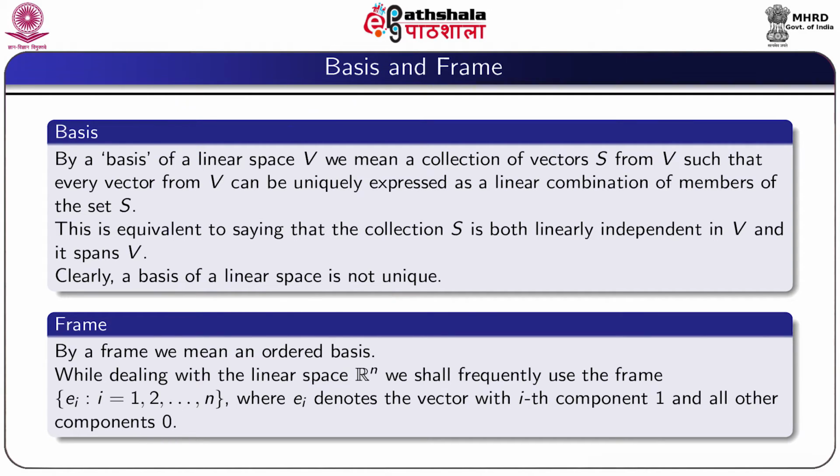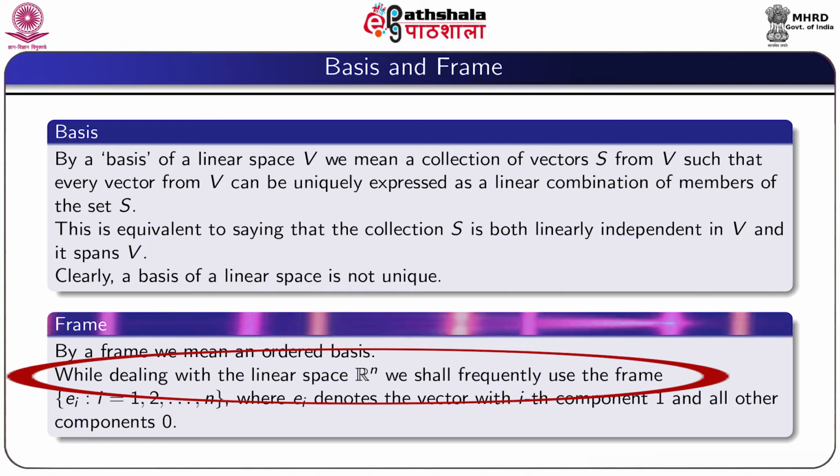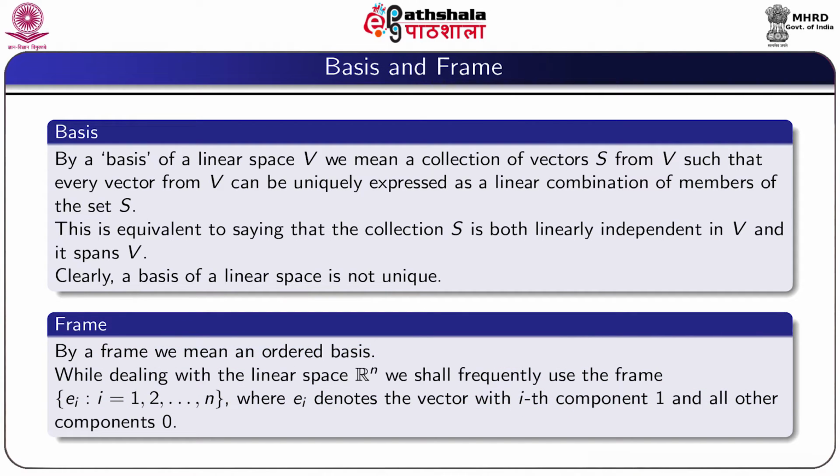Clearly, a basis of a linear space is not unique. For example, if we consider the vector space R over R, then any non-zero real number constitutes a basis for this. Now, we come to frame. By a frame, we mean an ordered basis. While dealing with the linear space Rn over R, we shall frequently use the frame E1, E2 up to En. Here Ei is the ith unit coordinate vector, which has the ith component 1 and all other components 0.